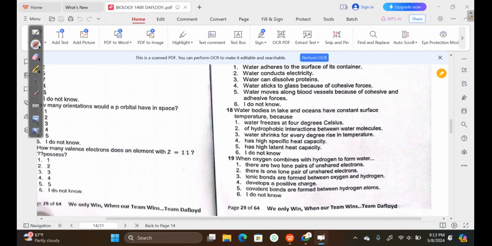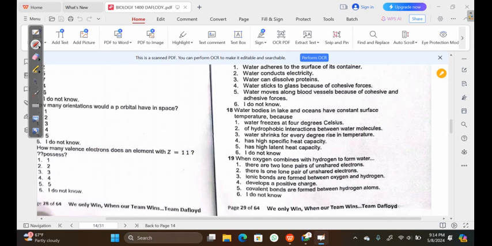Then, because ionic bonds are formed between oxygen and hydrogen. False, right? We don't have ionic bonds in water molecules. Okay, so 3: because water shrinks for every degree rise in temperature. Then 4 is saying because water has high specific heat capacity. 5 is saying because water has a high latent heat capacity.